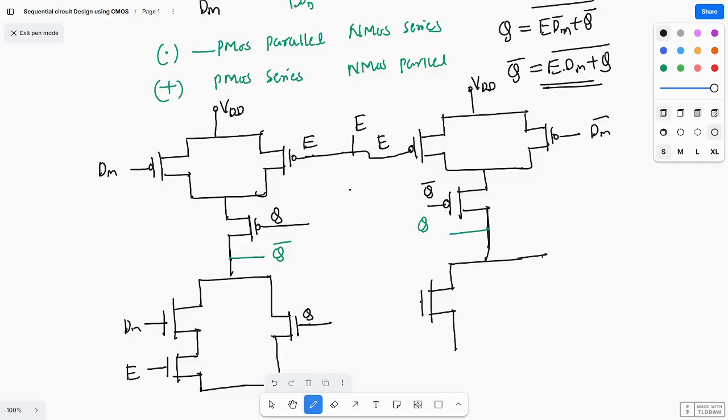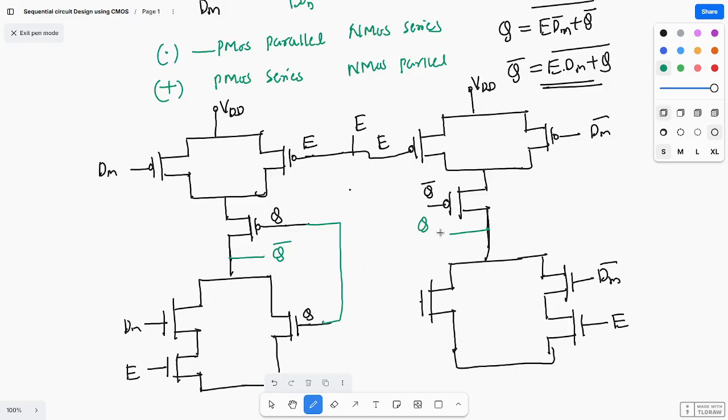And these two are in series, no? D in bar and enable. So this is enable, and connected like this. Now what are connected? Q and Q are connected like this.